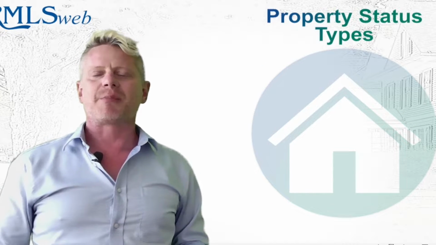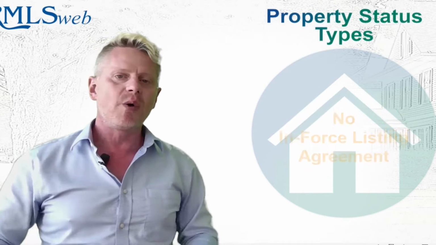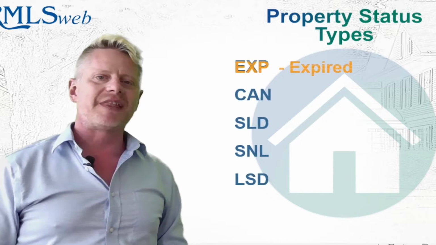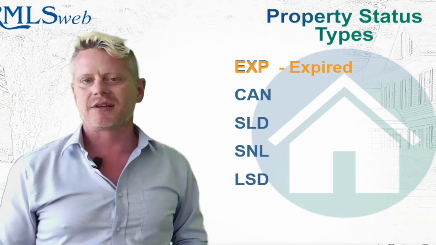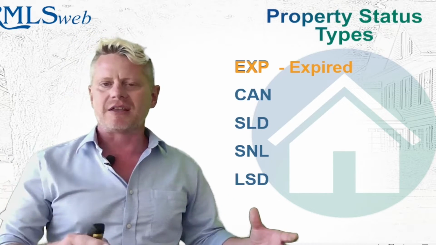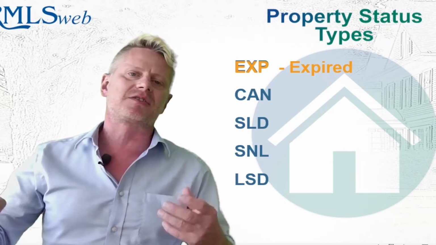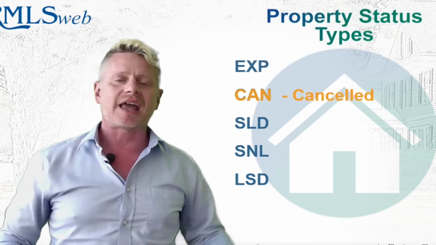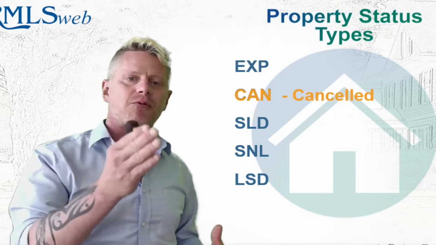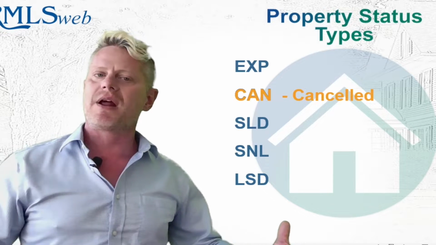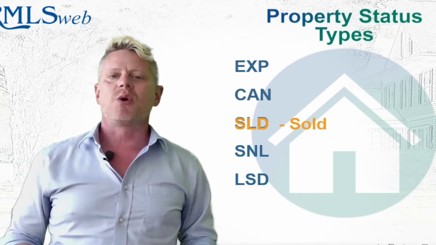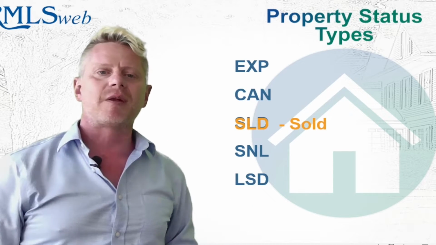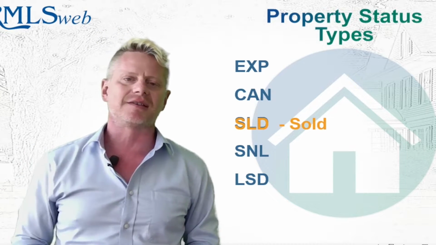Now let's talk about the property statuses that have no in-force listing agreement. We're going to start out with the very first one, and that is expired listings. The listing agreement that did exist came to the end of its term and expired. There is no in-force listing agreement. Canceled listings were canceled prior to that expiration date for whatever reason. Sold means that the listing agreement fulfilled the terms of the agreement and the property has now changed hands.